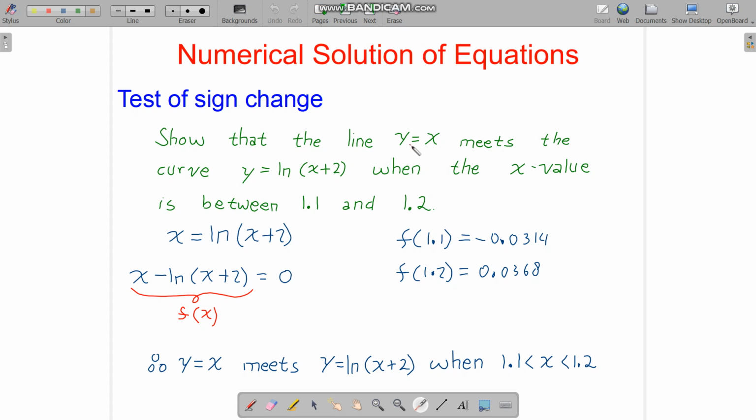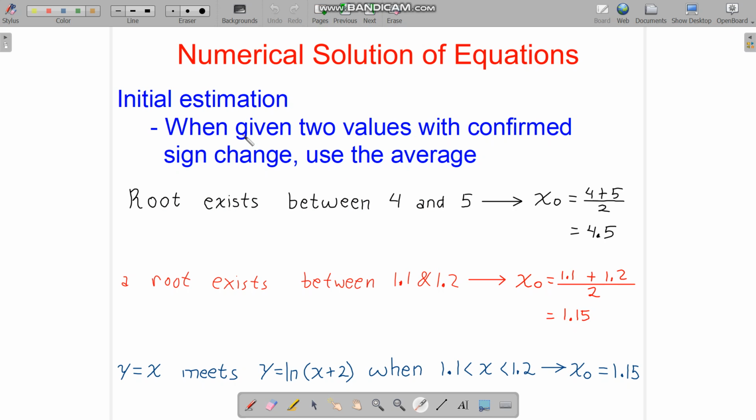Another type of example: show that the line y equals x meets the curve y equals ln x plus 2 when the x value is between 1.1 and 1.2. Same thing. When you find the intersection, x equals ln x plus 2. If we move everything to the left, we get something equals 0. So this is the f of x. You plug in 1.1, plug in 1.2, you should get minus this plus this, sign change, so the root exists.